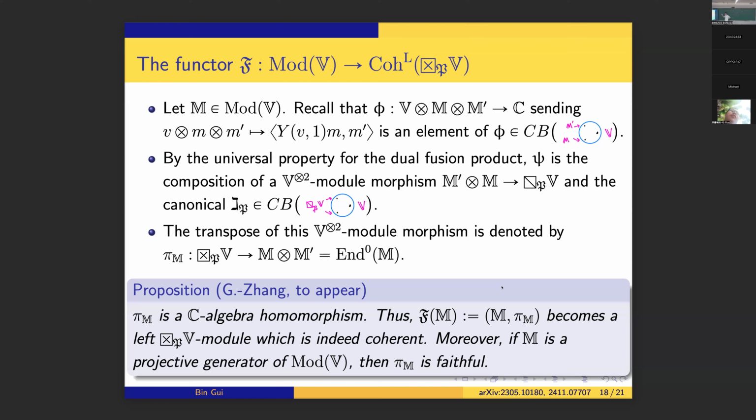What it tells you is that if you choose your N to be an arbitrary projective generator, then you can use the algebra structure of the endomorphism algebra of N to describe the algebra structure of the box tensor V, because this map is faithful. So it faithfully remembers the associative algebra structure: the endomorphism algebra of N remembers the associative algebra structure of the box tensor V. Okay. So this is my proposition, which tells you how to define the functor.